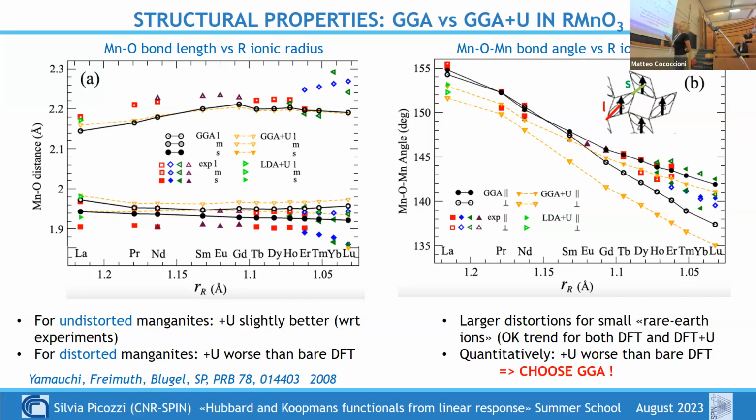For the angle, you basically get a similar trend. So I would say the conclusion is that you get the right trend, but quantitatively it is not okay, neither with U or without U. So when you have a complex system, this is the message I'm slowly trying to convey, the more complex your system is, the harder it is to get a quantitative description, even with the U.